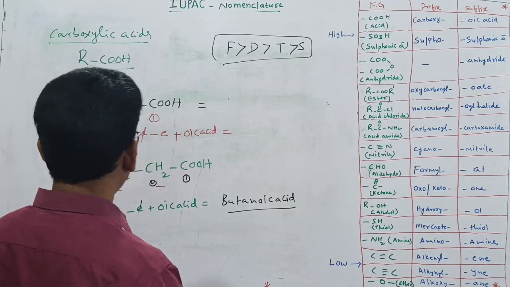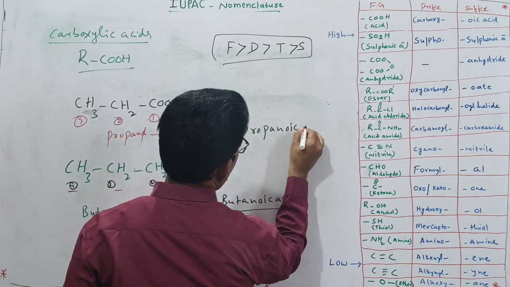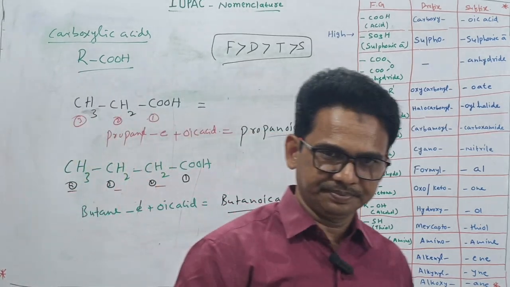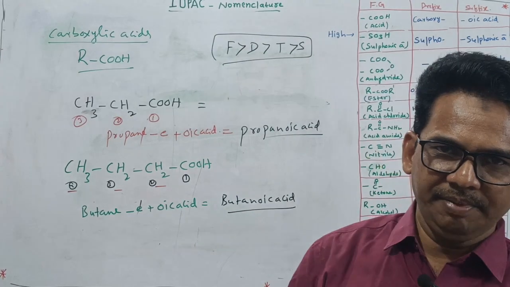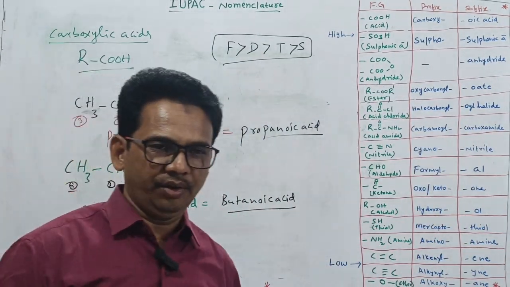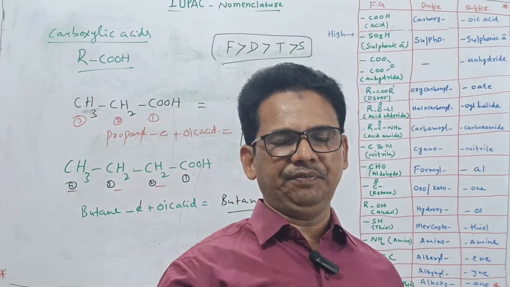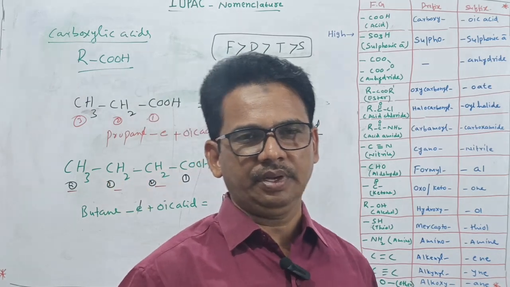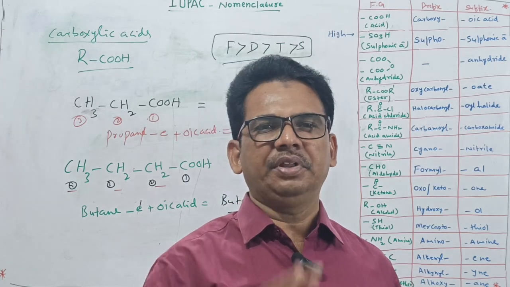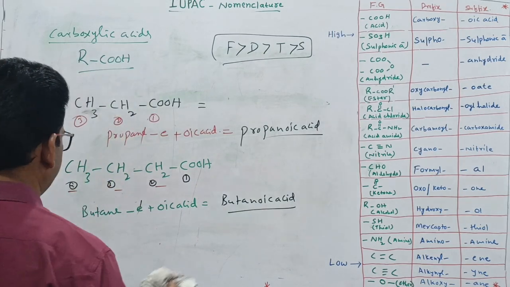Then what is the name for this one? Propanoic acid. What is this? Propanoic acid. Okay, you might have understood this. If you want, we can practice in one more video. I will make one more video only for practicing different types of compounds. I promise you, I will make that video with different examples. Some difficult examples we can take and practice.